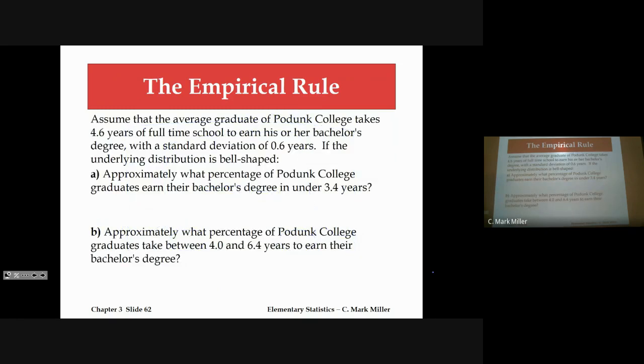And we can use it. Let's use the empirical rule. Okay?